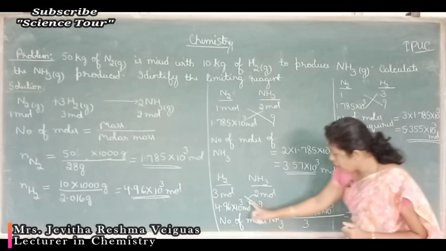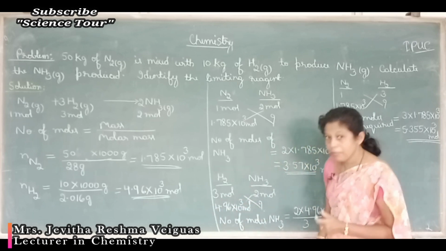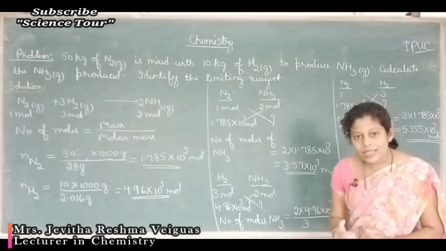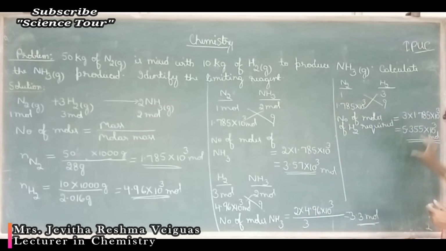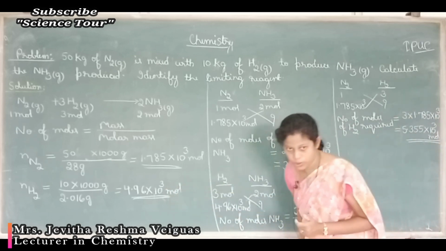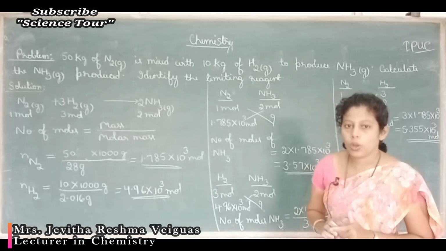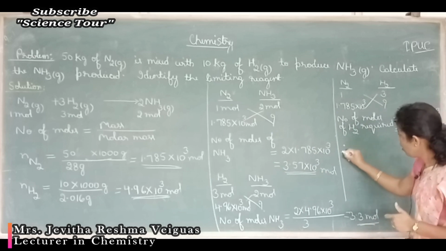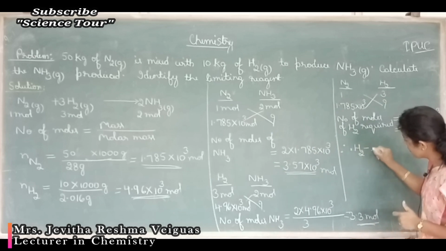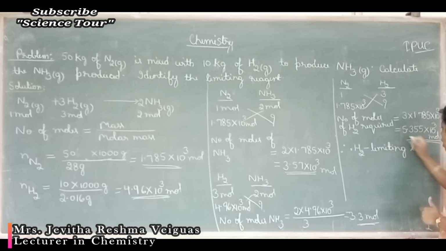But how much hydrogen do we have? We have only 4.96 into 10 to the power 3 moles hydrogen. Means hydrogen is less than required. So much hydrogen is required, but we have only 4.96 into 10 to the power 3 moles. That means hydrogen is present in less amount than required. Hence, hydrogen is the limiting reagent. Therefore, hydrogen is the limiting reagent. This is what we calculated.